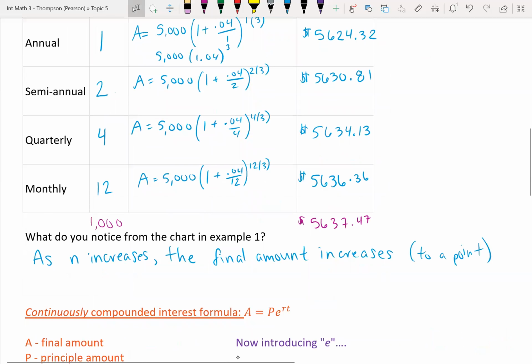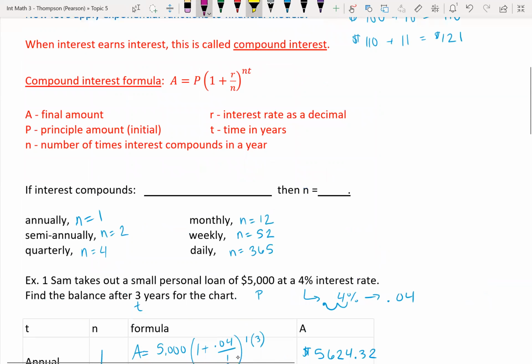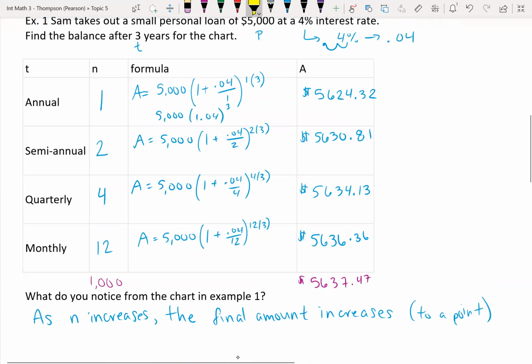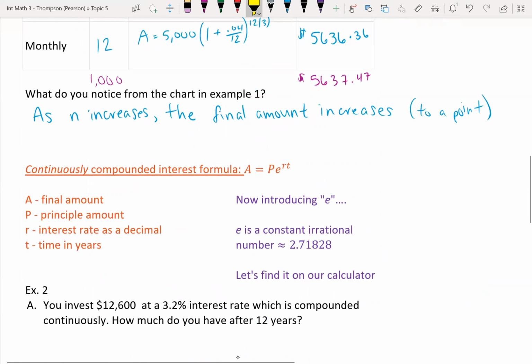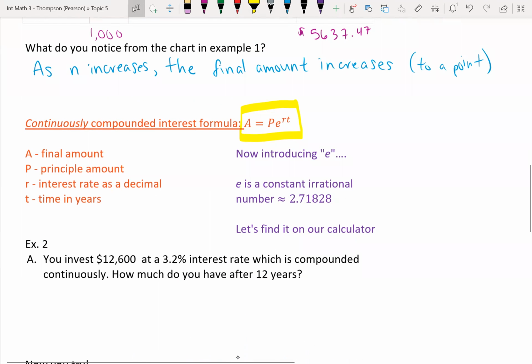So you've got two different formulas here. You've got this initial formula for compound interest, right? And then down here, we've got this new formula for what's called continuously compounded interest. Because this is going to level out in a number, this creates an opportunity for us to discuss a new number called e. So this equation here is the continuously compounded interest formula. A equals P times e to the power of rt.